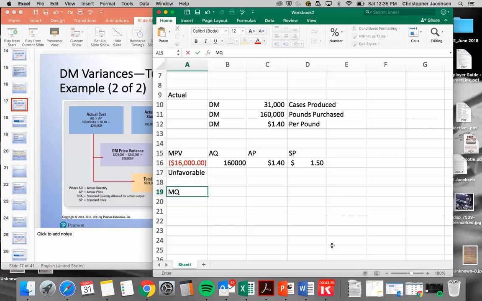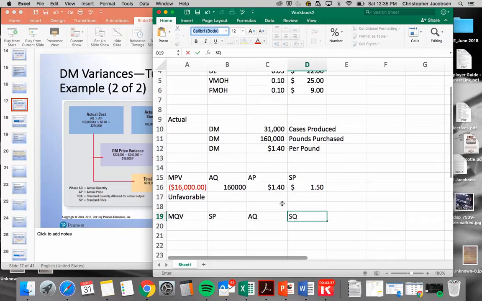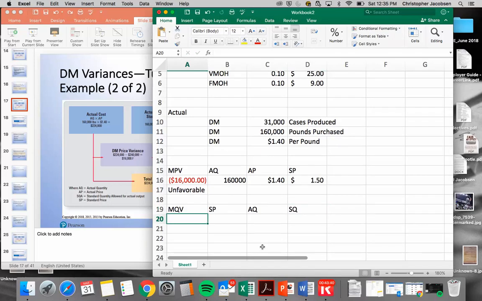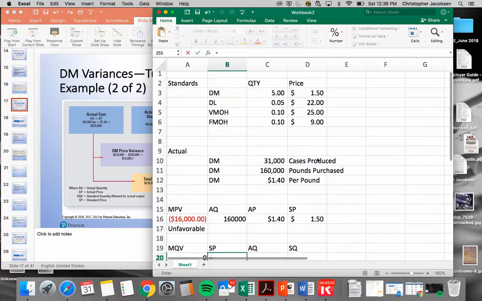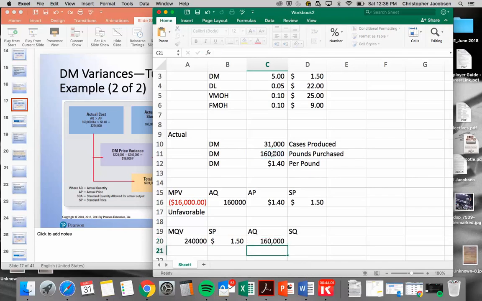All right, so next we'll do our MQV. Again, we're going to use our formula here. It is our standard price times actual quantity minus standard quantity. So we'll write our formula here. Our standard price, again, up here, is $1.50. Actual quantity, again, we used 160,000 pounds. Here's where the one kind of tricky part is, for our standard quantity.